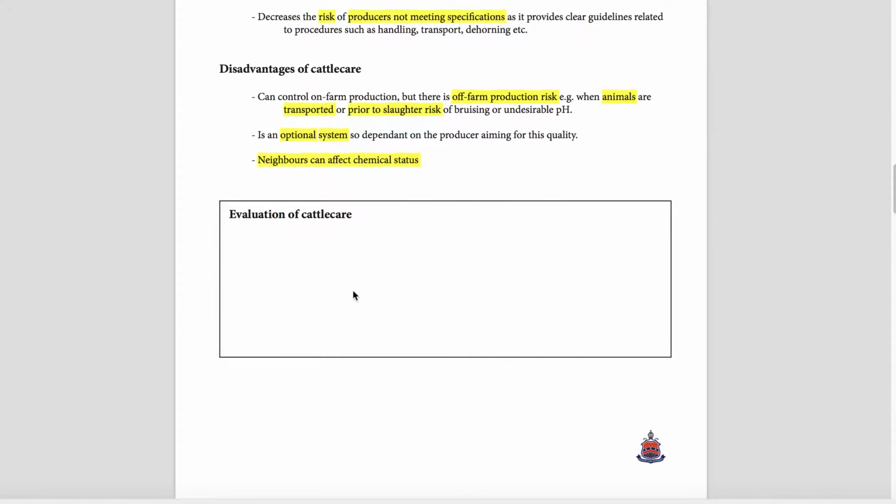So you should give an evaluation. It's helpful for those that use it, but it doesn't necessarily give benefits to the whole industry, but it does allow producers to assess their production along the way. So you need to write an evaluation here about that.